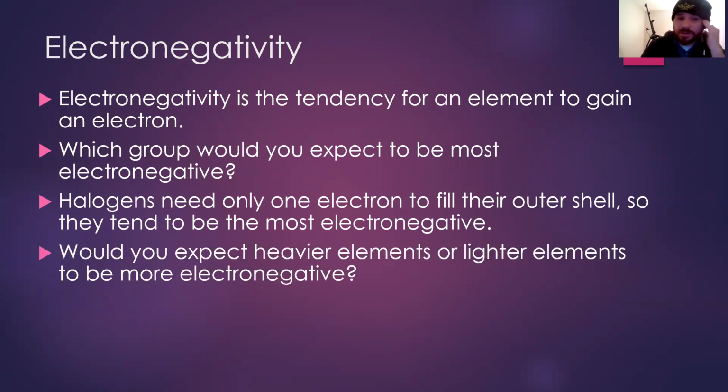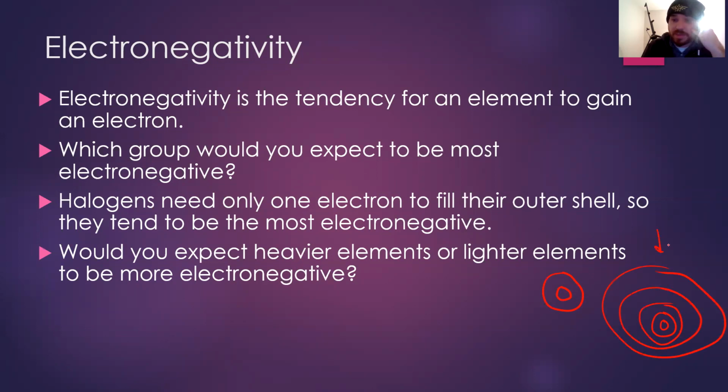Now, another question is, would you expect heavier or lighter elements to be more electronegative? If we think about the top of the halogens, that's where we've got fluorine. It's got its 1s energy level here, and then it's got its 2 energy level out here. If we go down a little bit further towards the bottom of the periodic table, we're getting to where we have all these different elements. So would an element like this or an element like this be more likely to pull in that last electron to fill its shell? It's an interesting question that might be a little bit hard to think about.